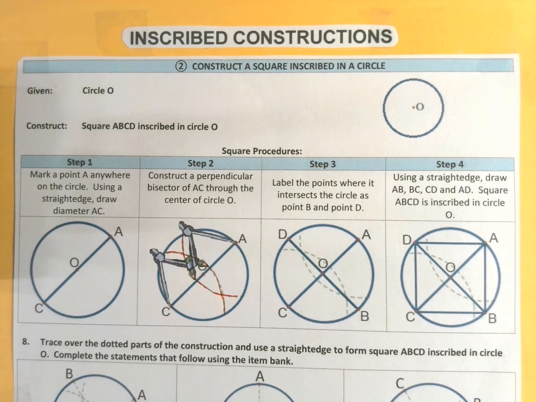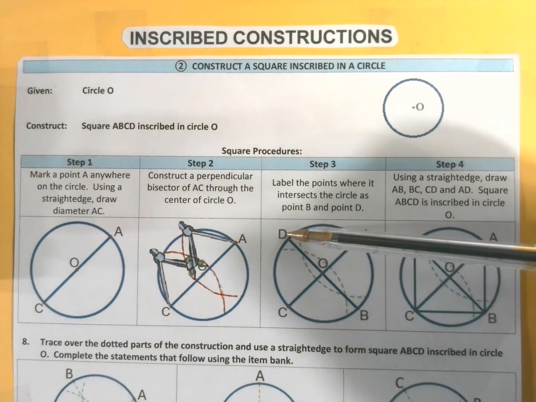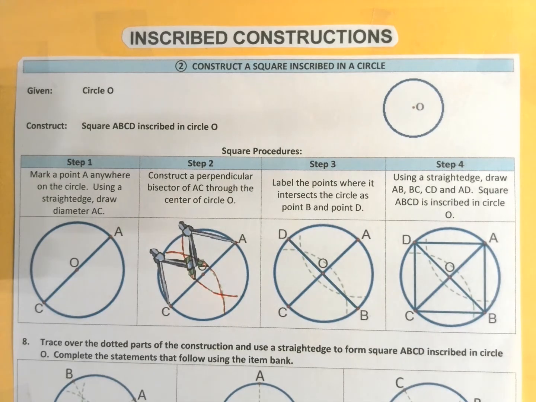Step 3, we label the points where it intersects the circle as points B and D. Here's point B, and here's point D. Once we've done that, we use a straight edge and draw A to B, B to C, C to D, and then D to A. And then we just form square ABCD inscribed in circle O.